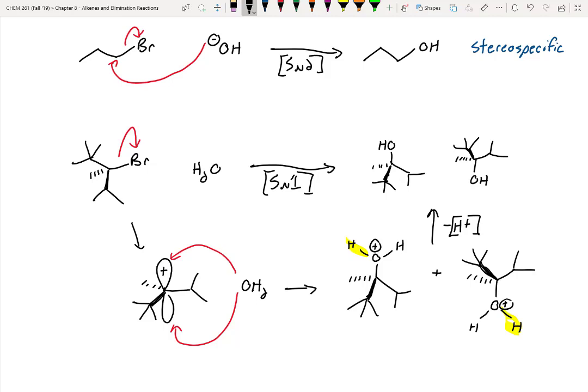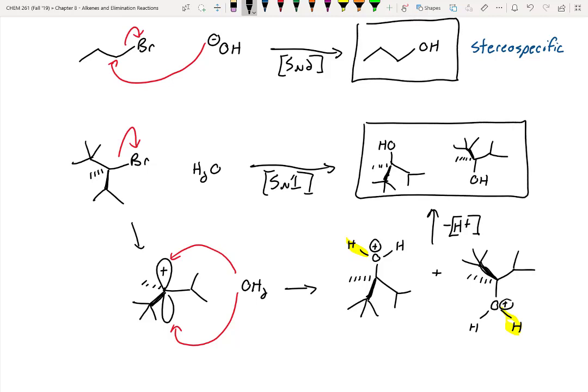All right, so in this top example, we got one product. In the bottom one, we got two. Are we going to get a perfect 50-50 mixture of these two products for SN1? What do you think? I'm not even asking which one's going to be major or minor, but will we get a perfect 50-50 mix? Why not?